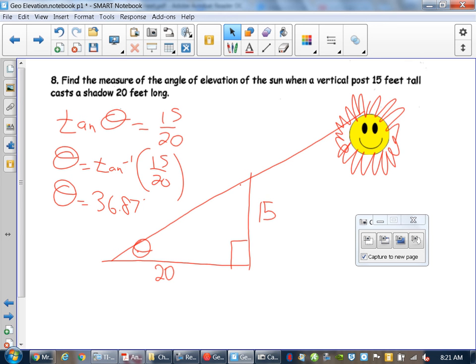Is it the end of the world if you don't put a degree symbol on something? No, not at all.